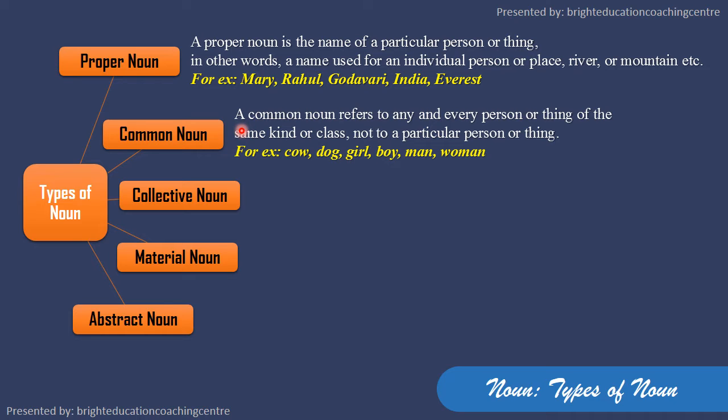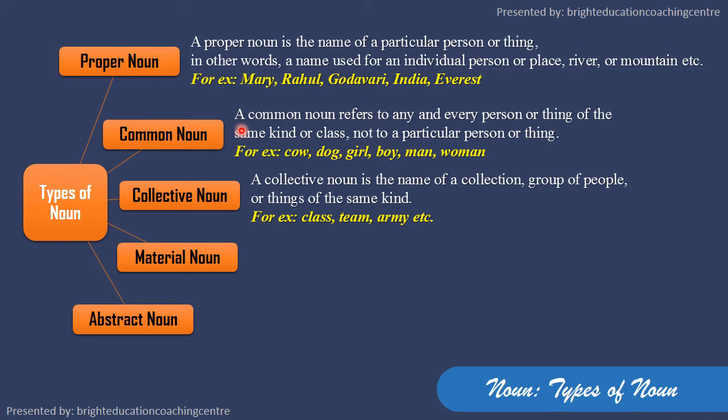Let us move on to the third part, which is collective noun. A collective noun is the name of a collection or group of people or things of the same kind. For example, class, team, army. Let us explain that. If I say class 8 won the football match against class 9, here I am considering a collection or a group of people. That means class 8.